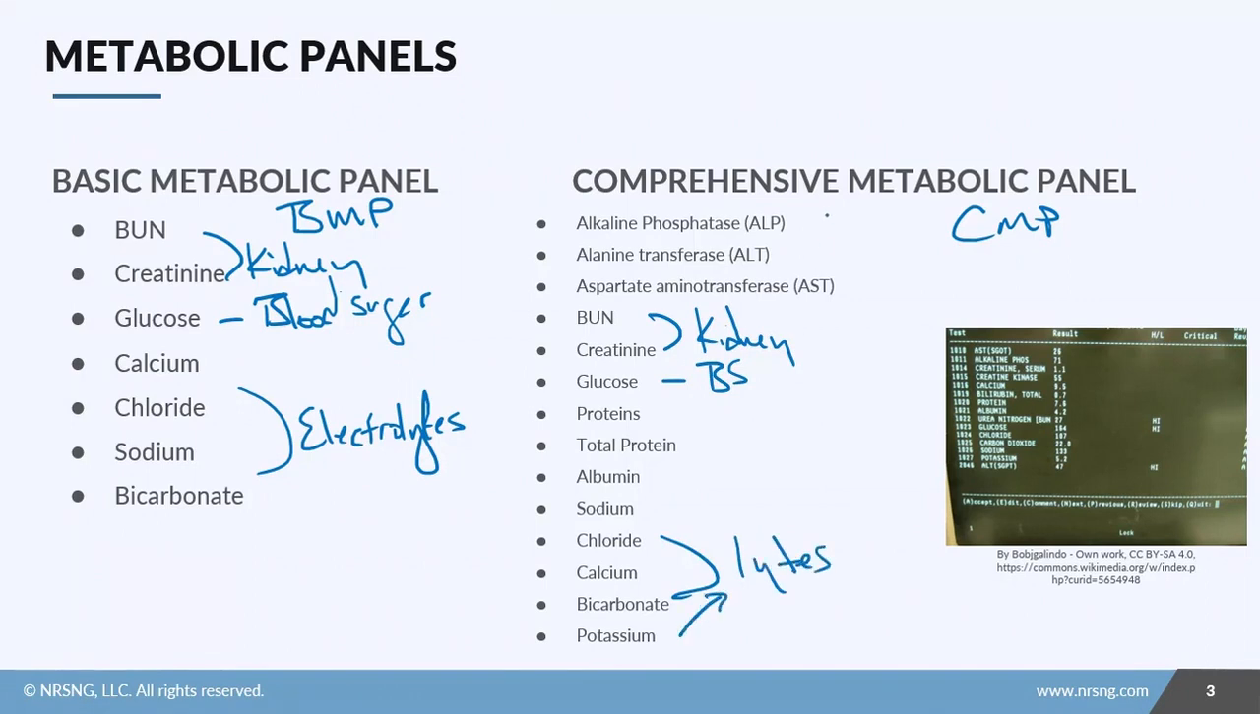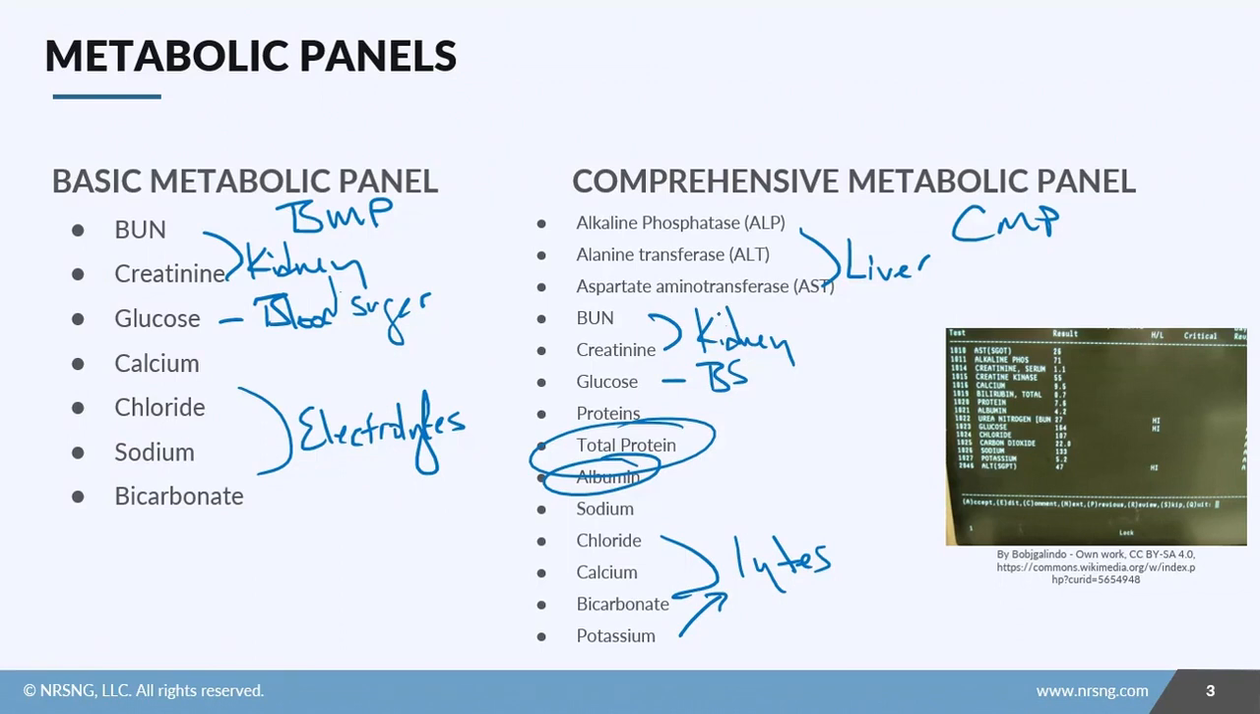Now, the difference here is that your comprehensive metabolic panel is also going to take a look at your liver function. So you have your alk phos, your alanine transferase, your AST. The comprehensive metabolic panel is also going to take a look at protein, so you've got your total protein, your albumin. Again, remember that your comprehensive metabolic panel, because it's much more complex, is going to take longer to get back.